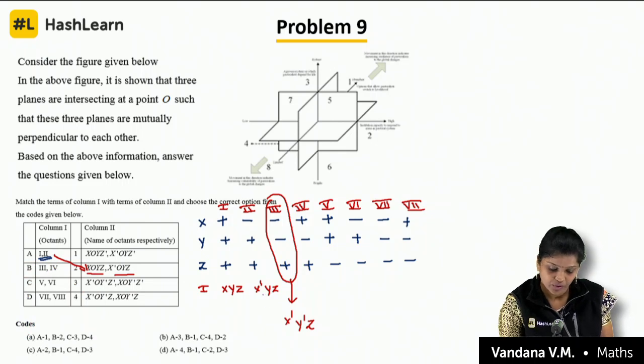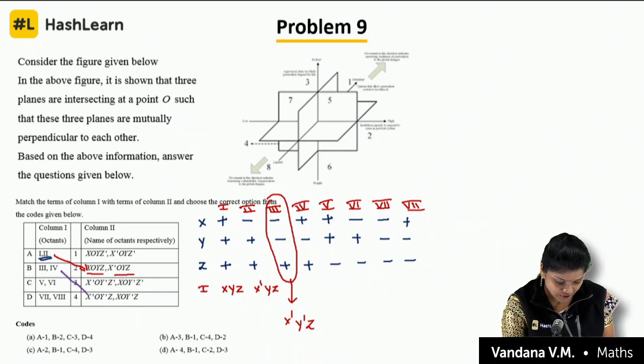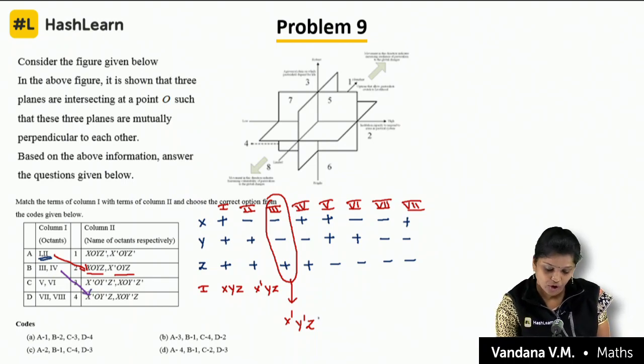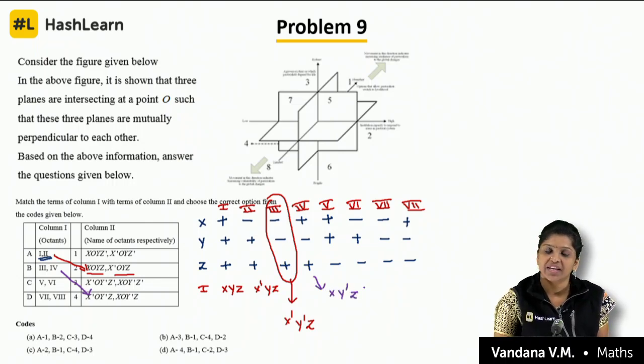Third and fourth. What is the third one? X dash, Y dash, Z. Yes, here X dash, Y dash, Z. Like that. Next, the fourth octant is what? How will you write this? X, Y dash, Z. Wherever the negative is there, we will represent it as dash.